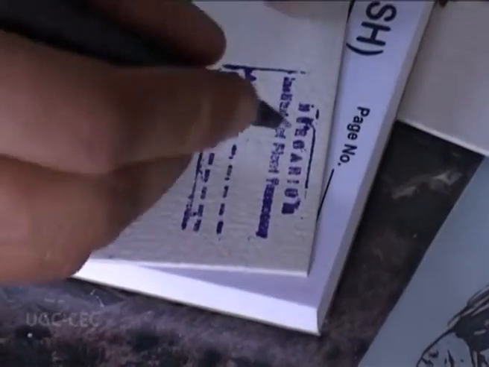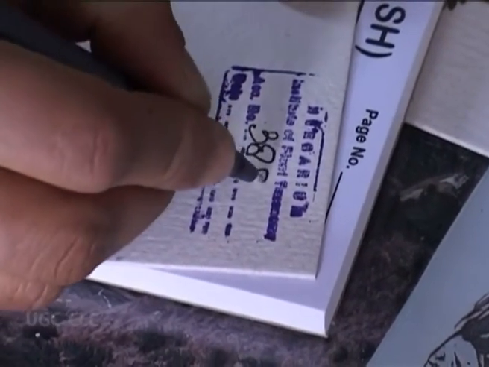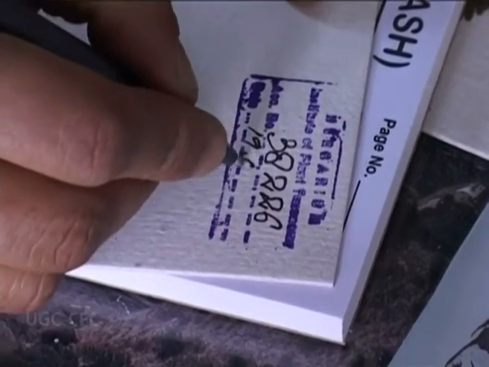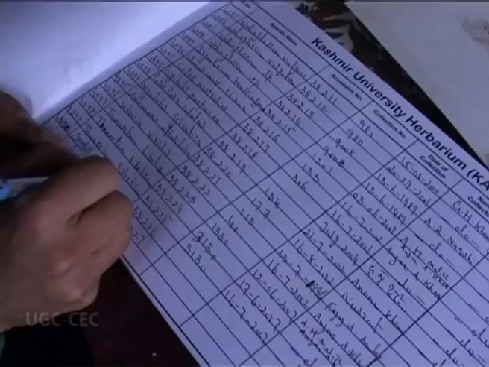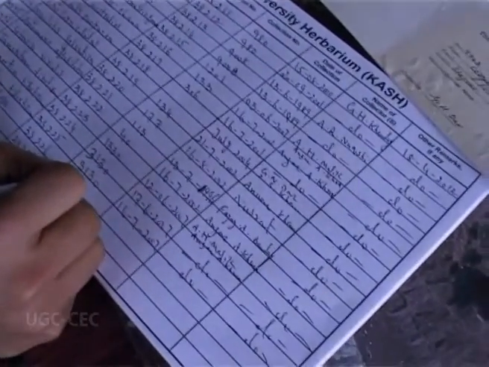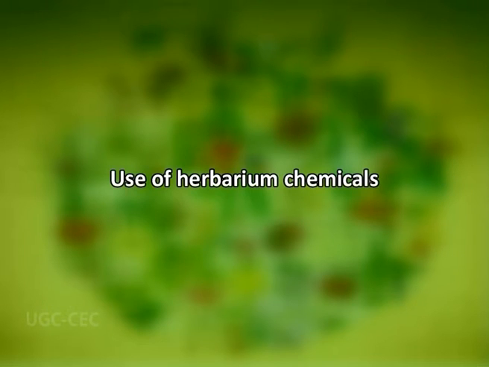After accession, we give the accession number. An accession number along with date of accession is added for accurate record keeping on the accession register as well as on the herbarium sheet. Along with these various steps, we also have to use various chemicals, what we call herbarium chemicals.